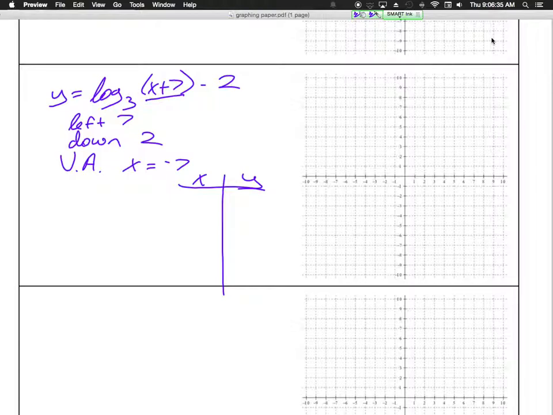All right, so what are some values I need to think about over here on the side? 1/9, 1/3, 1, 3, and 9. Everybody know where we're getting those from? Because they're exponents of... Yeah, they're multiples, I guess. Yeah. Who said no?